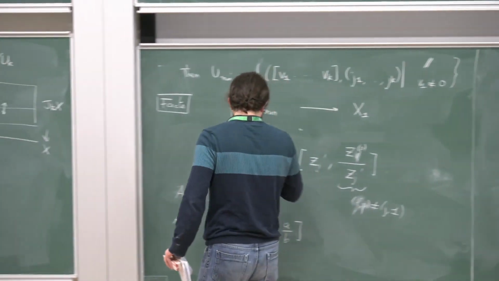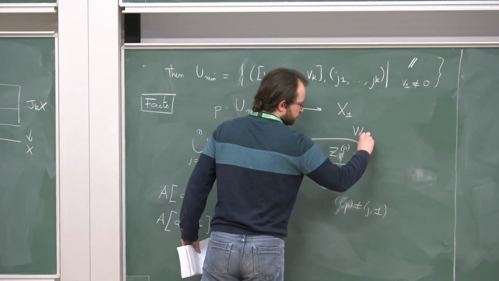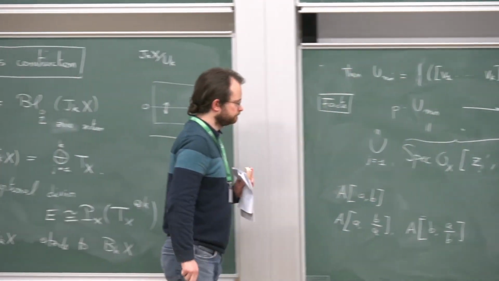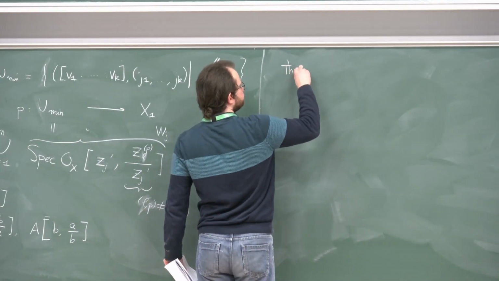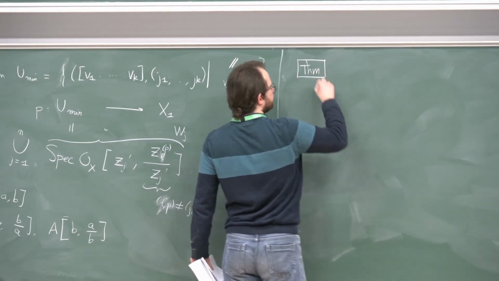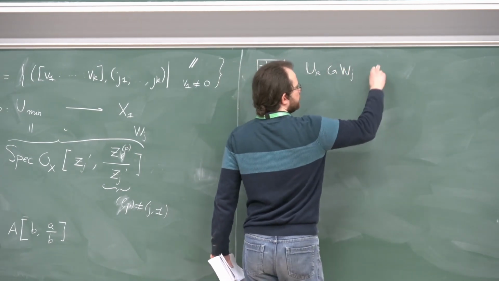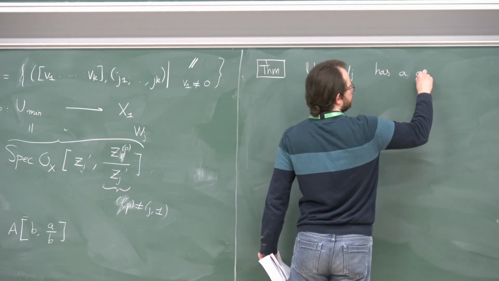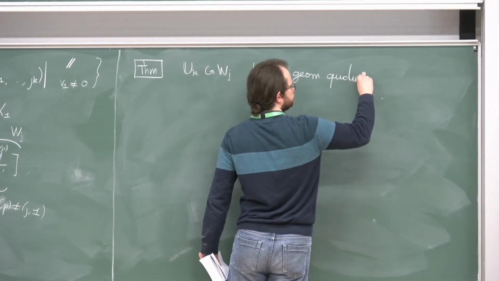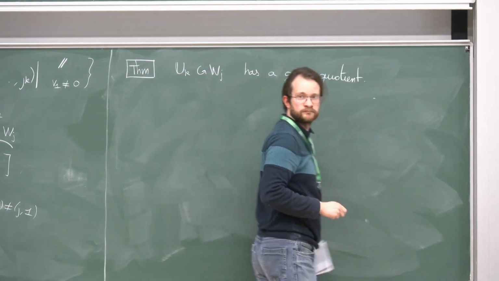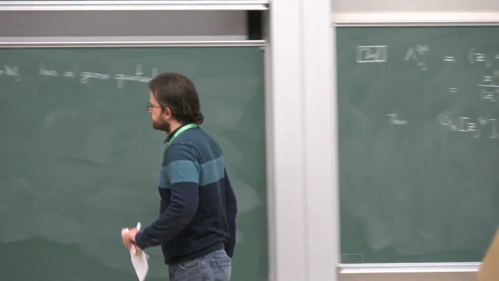So maybe let me call that open set WJ, and theorem, say: the action of UK on WJ has a geometric quotient. Okay, so the proof is basically the same.